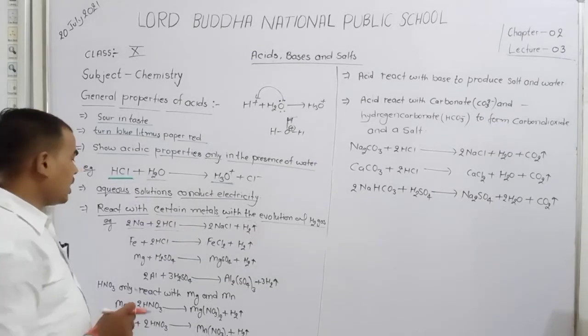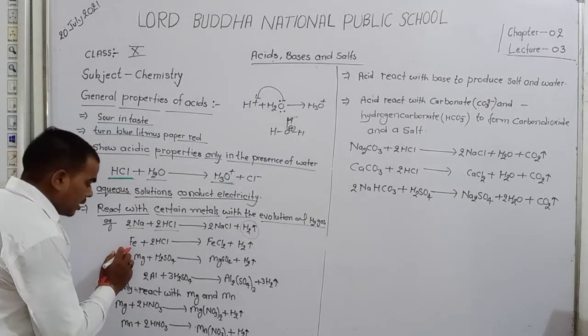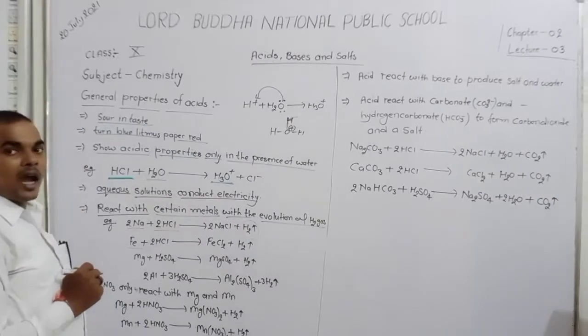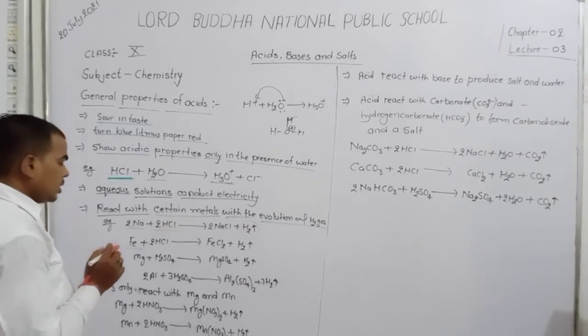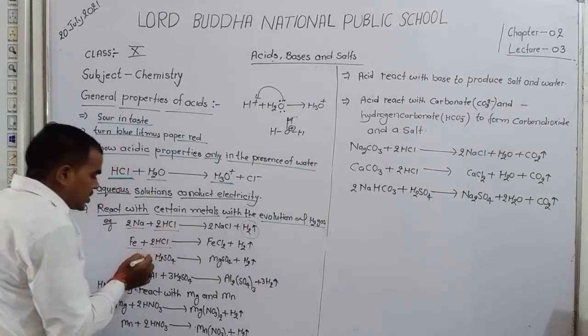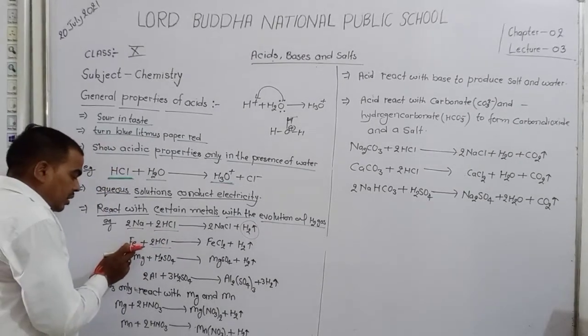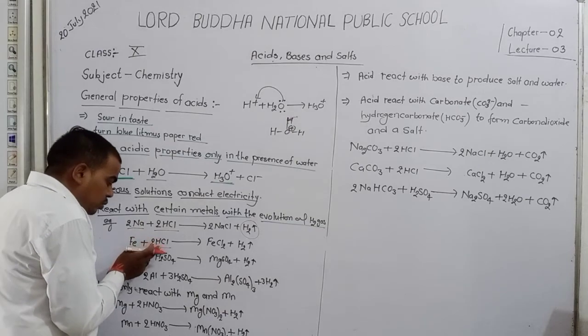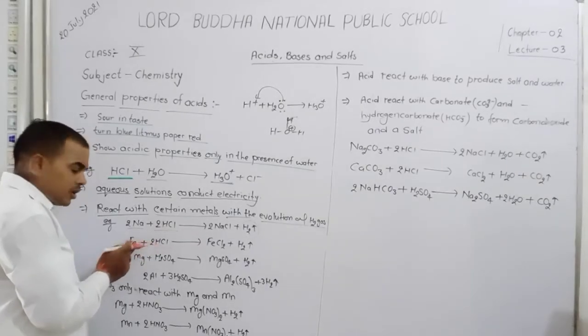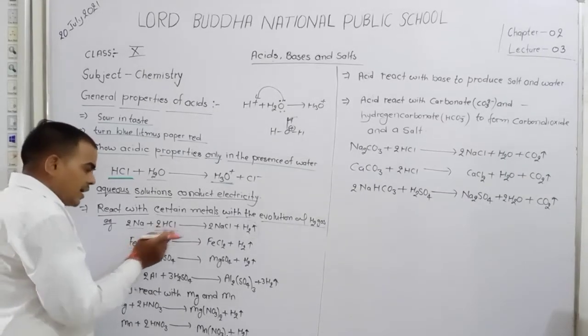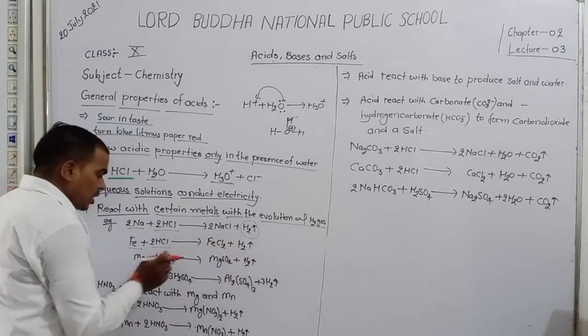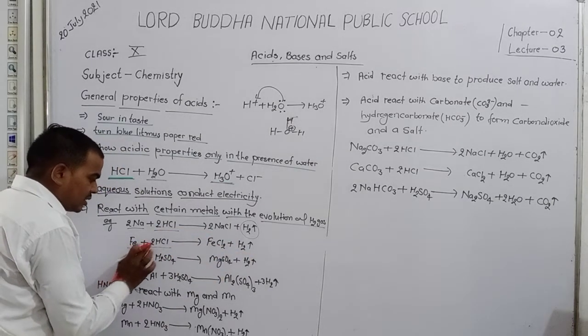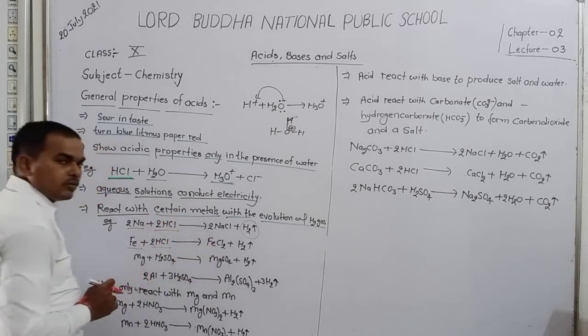Okay, student. Second example: the metal iron reacts with HCl, that is acid, and displaces its hydrogen from the acid as hydrogen gas and produces a salt, that is ferrous chloride, FeCl2.